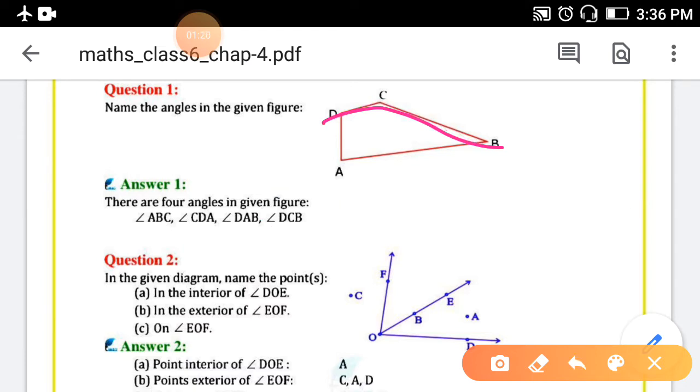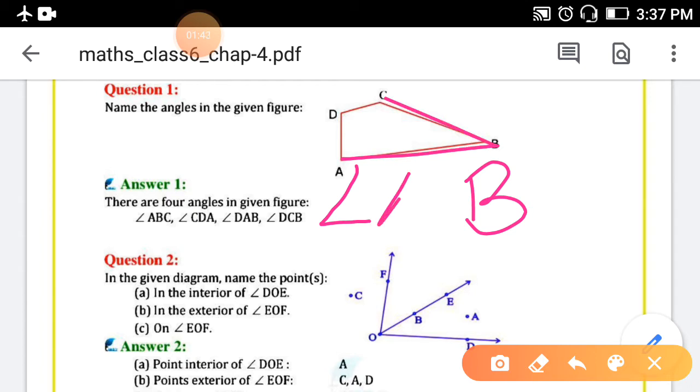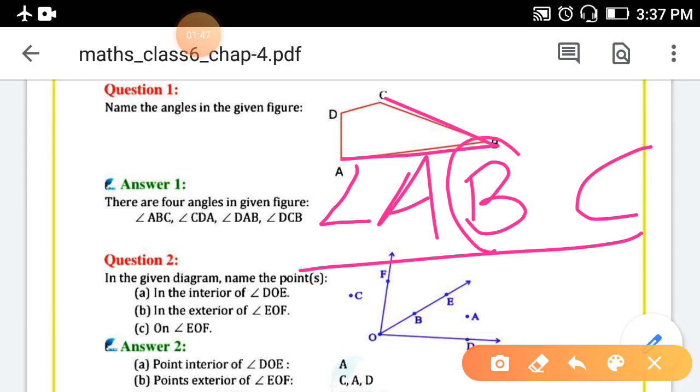Okay. So you have to show the symbol of angle. This is the symbol. And whatever angle you are going to show, that letter will come in the middle. For example, you are going to write angle B. Then here this angle will come in the middle, and you have to write this angle ABC. So angle ABC means here you have shown angle B.